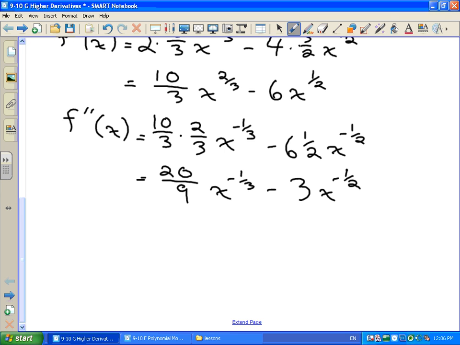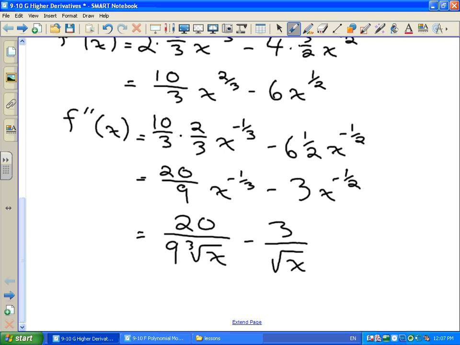Did I do that right? Yeah, it looks good. And I can just put this back into radical form here. So I'll have 20 over 9 cube root of x minus 3 over root x. And I'm done. Okay? So again, we're just taking the derivative of our derivative.